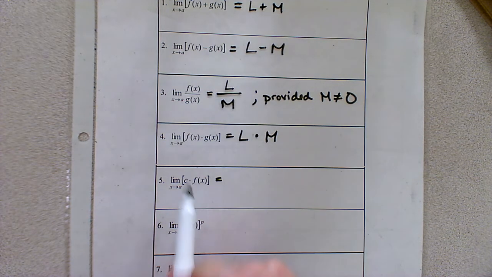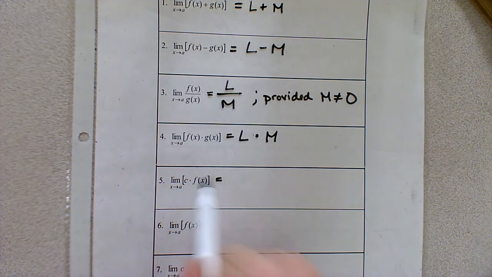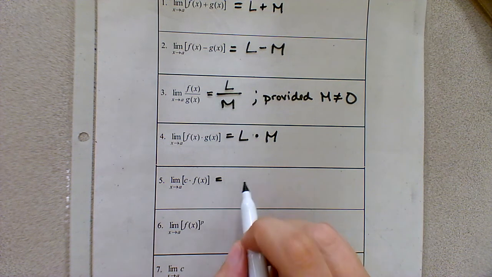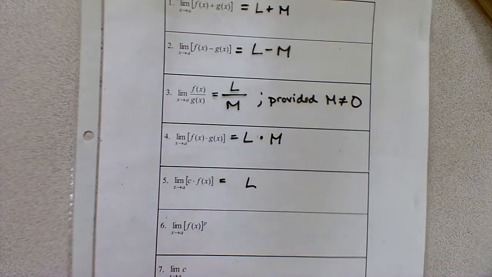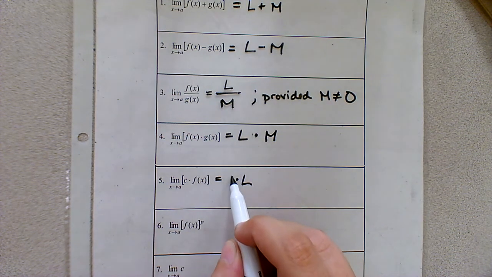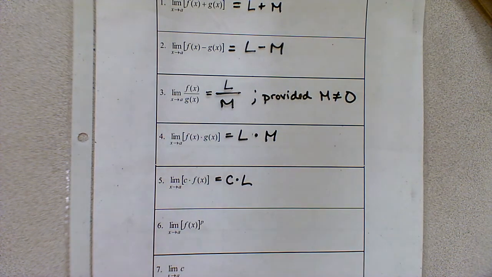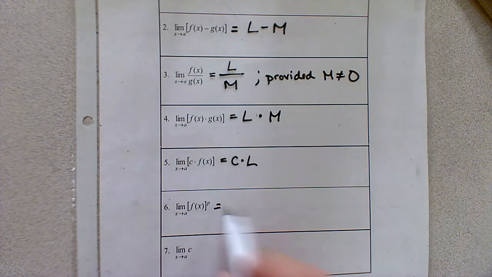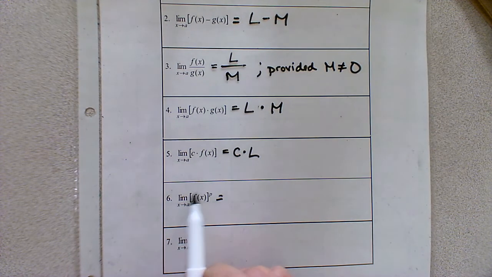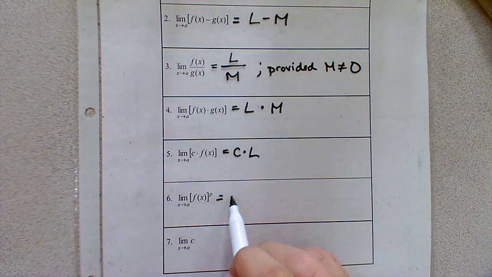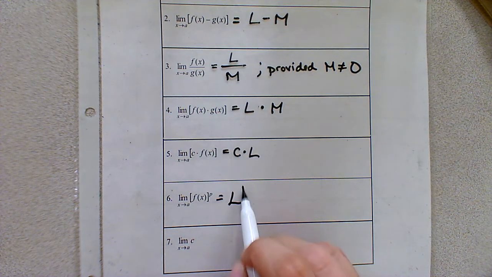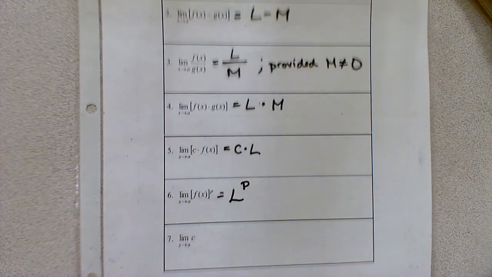If we were to take the f of x function and multiply it by a constant, we can take the f of x limit that we know from the top, that would be L, and we can simply multiply that by the constant c. Similarly for the next one, if we're going to raise f of x to a power, we can take the individual limit from f of x, which was L, and raise that to a power.